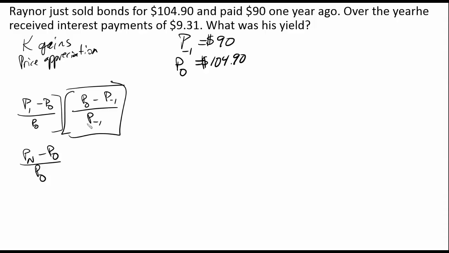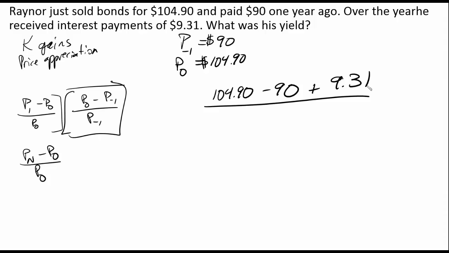So when we are computing this yield, we have our total gain divided by our total price paid. We're going to have our new price, which is $104.90, minus the old price, which is the $90. That's what we actually paid for it. And then we also have to add on the amount of interest payments that we received, $9.31 in interest payments. And all of this is going to be divided by the price we paid for it, which is $90.